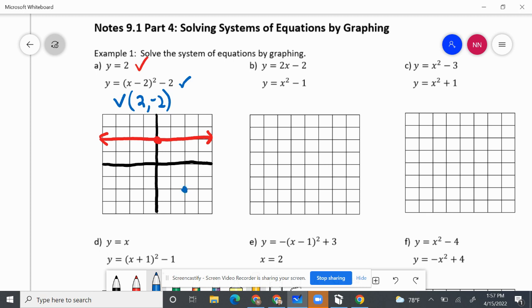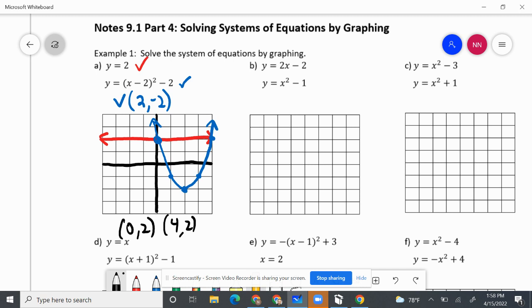So I plot a point at 2, negative 2. And I'm going to use the pattern for graphing quadratics. If a quadratic is 1 away from the vertex, 1 squared is 1, and negative 1 squared is 1. And 2 squared is 4, and negative 2 squared is 4. So this right here gives us our quadratic, and we can see that it crosses twice. So that means that we have two answers, our first one being 0, 2, and our second one being 4, 2.